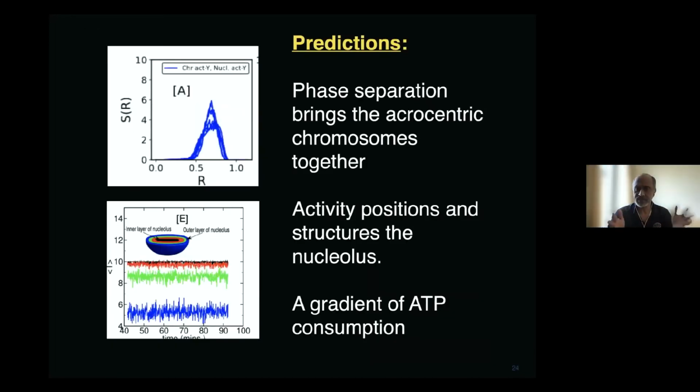So there are some predictions that follow very specifically from work like this. It's really phase separation that helps to bring the acrocentric chromosomes together. That's the first step towards constructing the nucleolus. But it's activity that positions and structures the nucleolus after that.